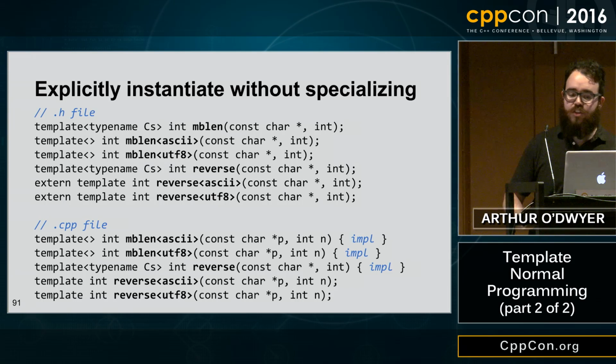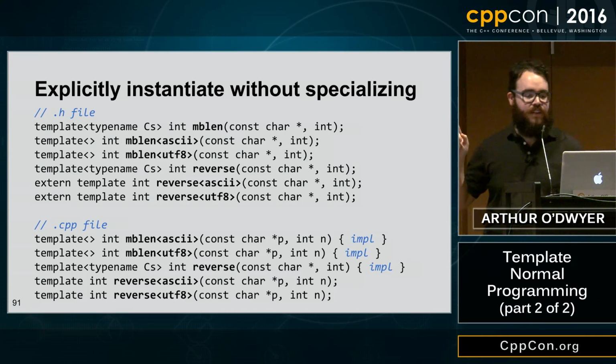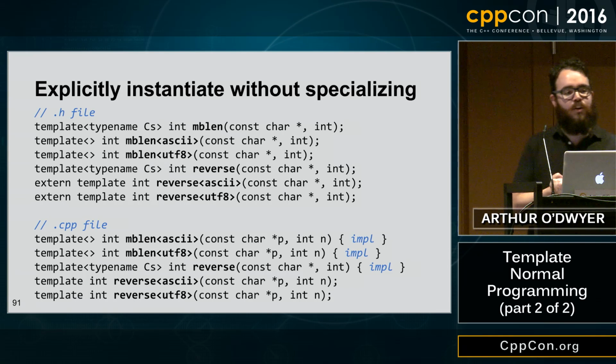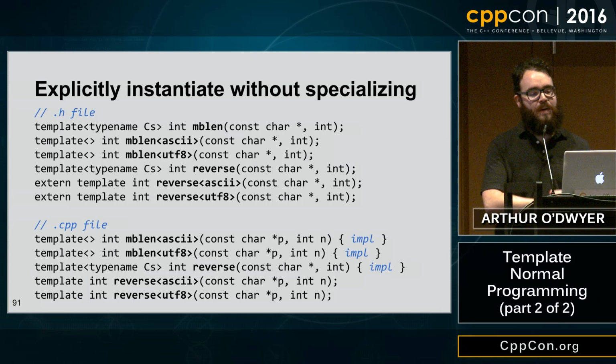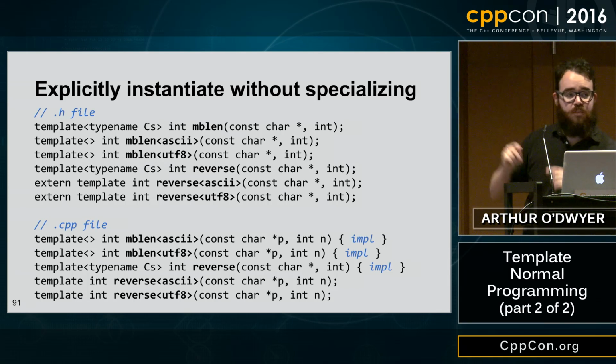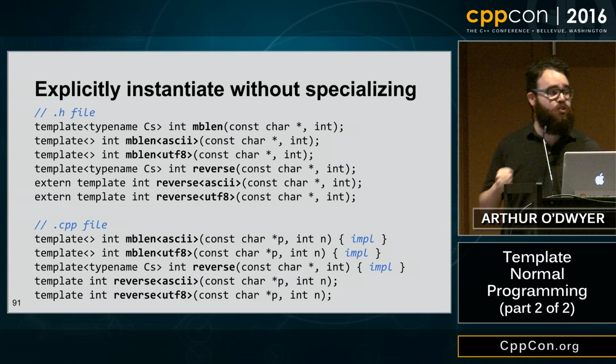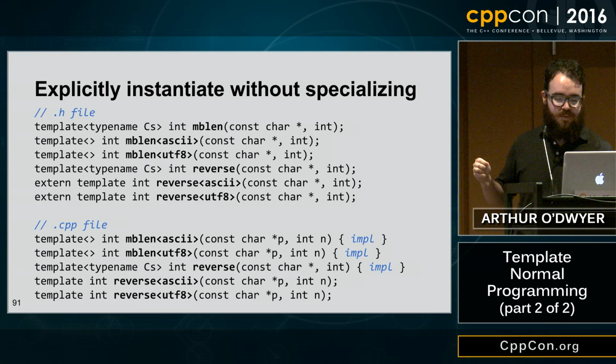So we can explicitly instantiate without specializing. It looks like this. So here we have the primary template still in the .h file. And we're saying extern template, no angle brackets. So that's an explicit instantiation declaration that says, I have explicitly instantiated this somewhere in my code. Not here, but don't worry about it. You know, just use it. Don't try to define it yourself. And in the CPP file, that's where I say template, no angle brackets. And that is an explicit instantiation definition that causes reverse of ASCII and reverse of UTF-8 to get instantiated there.